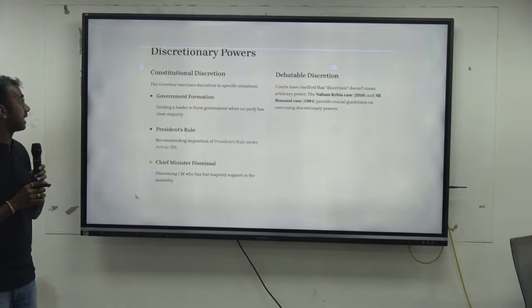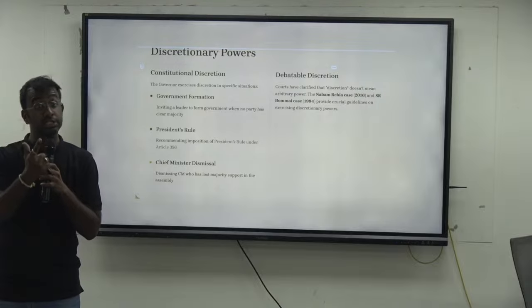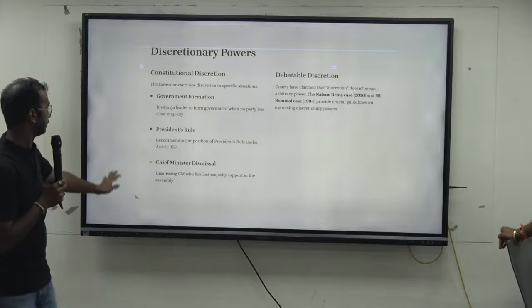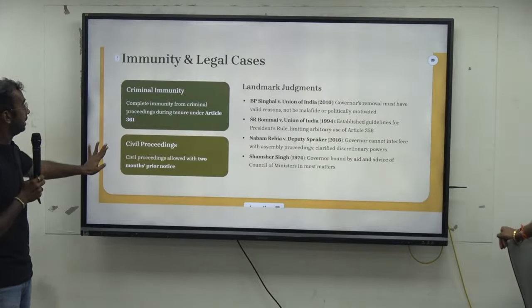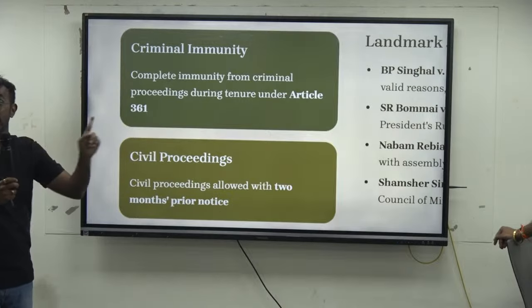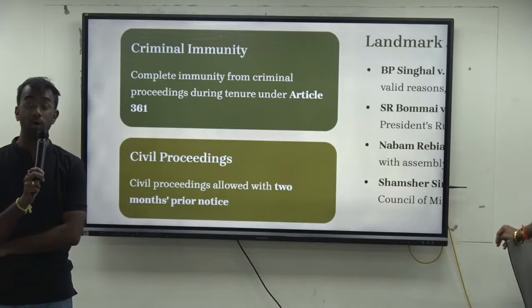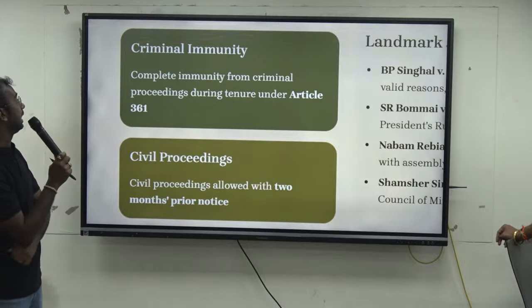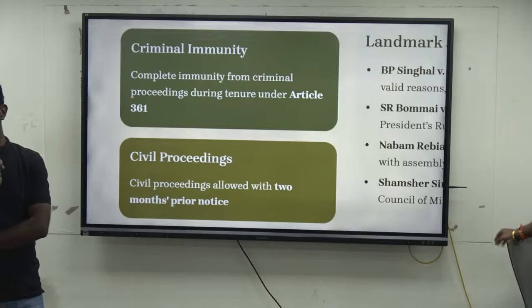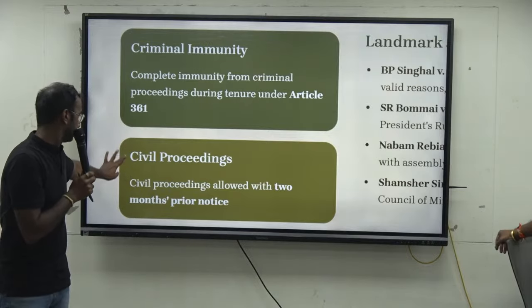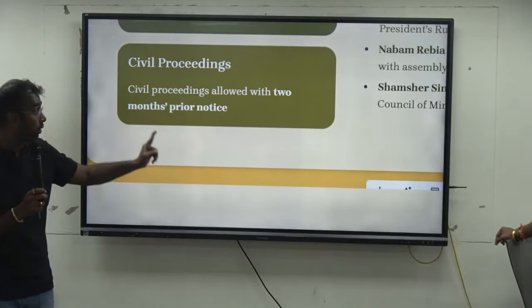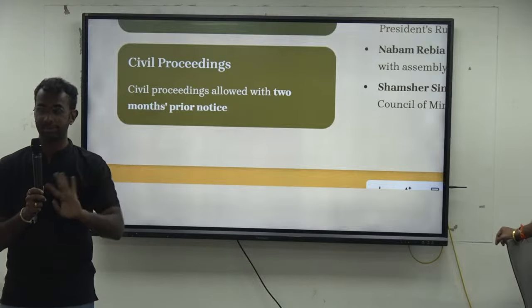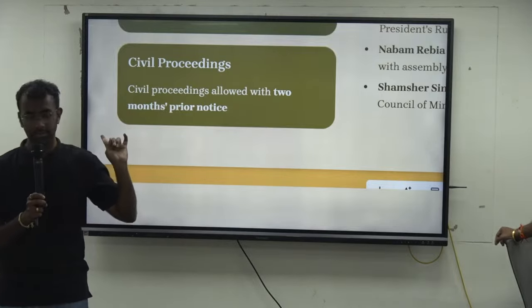Again, there are two types of discretion: constitutional discretion and situational discretion. Does the governor have constitutional discretion? Yes. And this is a very important topic. UPSC has asked twice about criminal immunity to the governor. What do you mean by criminal immunity? No criminal case can be registered as long as he holds the office. But civil proceedings are allowed with two months' prior notice. Now don't come and ask, sir, what if he commits murder, what to do? Remember this article.